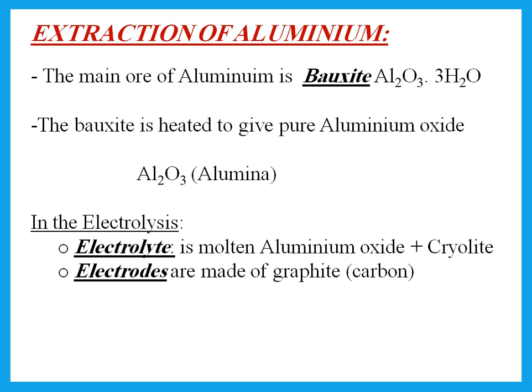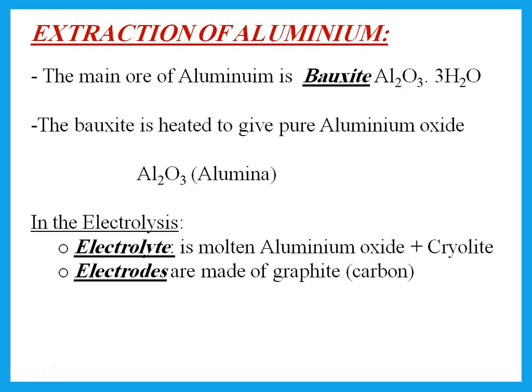When we do electrolysis, what is our electrolyte? Remember that aluminium oxide is an ionic compound. It melts at a very high temperature, about 2100 degrees Celsius. So we need to add to it something called cryolite. Why are we adding cryolite? To lower the melting point. So I don't have to heat it to 2100. I can heat it only to 900. Remember, the presence of an impurity causes the melting point to be lower. So the presence of cryolite is to lower the melting point of the aluminium oxide.